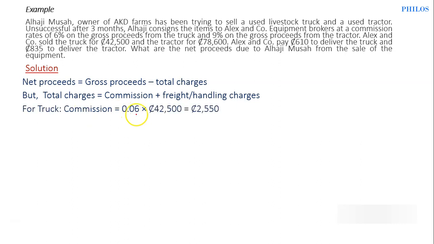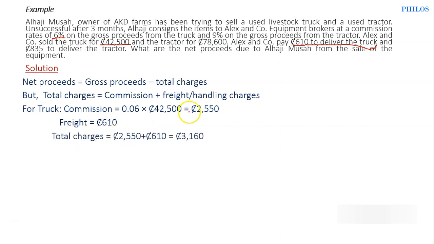So for the truck, the commission should be the rate of commission, which is the 6% here, which is 0.06, times the amount they sold the truck, which is 42,500. Okay, so that will give you 2,550. Then after that, we recall the freight charges on the truck, which is 610. This is it, 610 to deliver the truck. So after getting that, then we can find the total charges by taking the commission, which is 2,550 plus the freight charges. So that will give us 3,160. So that's the total charges.